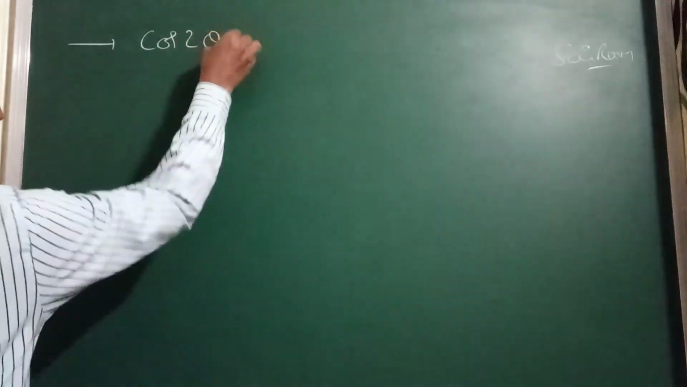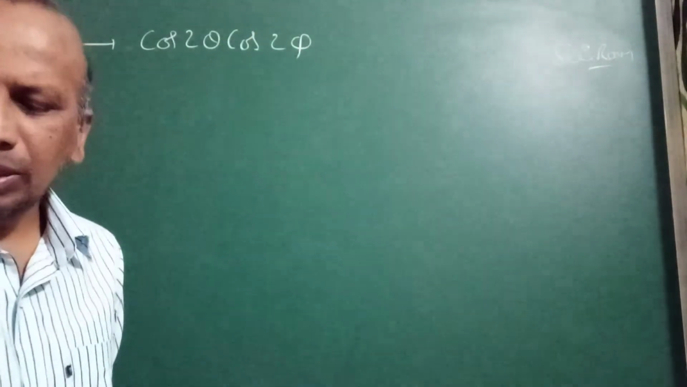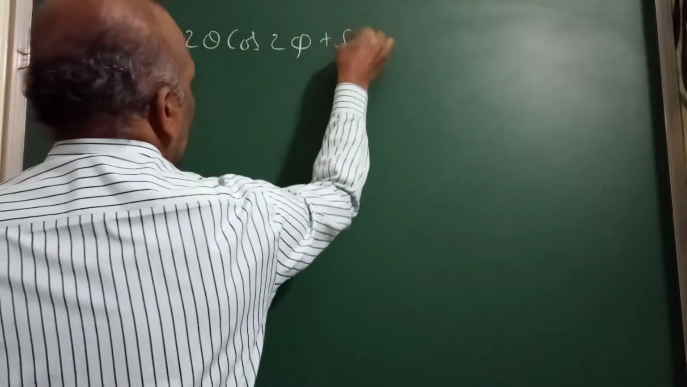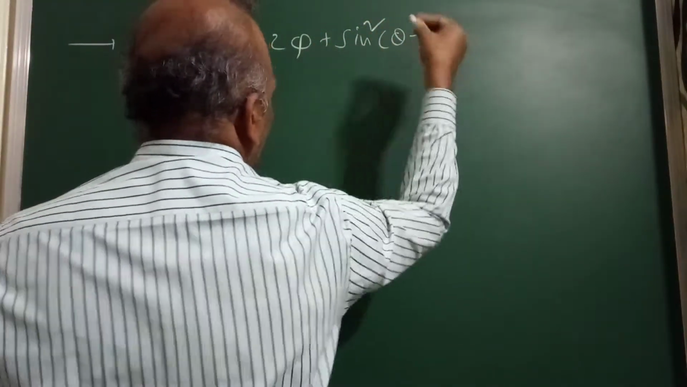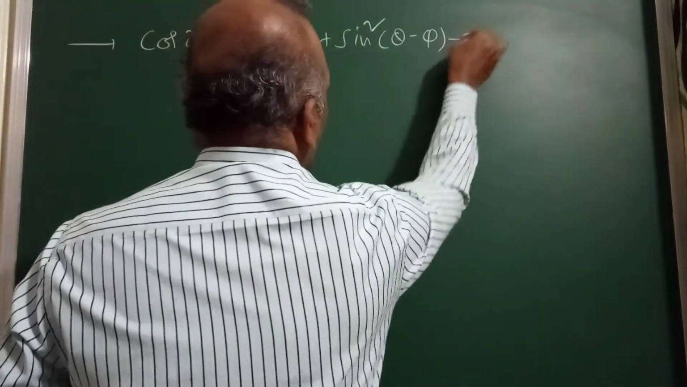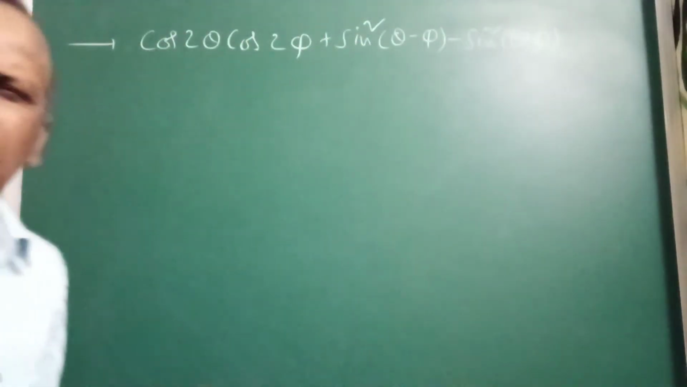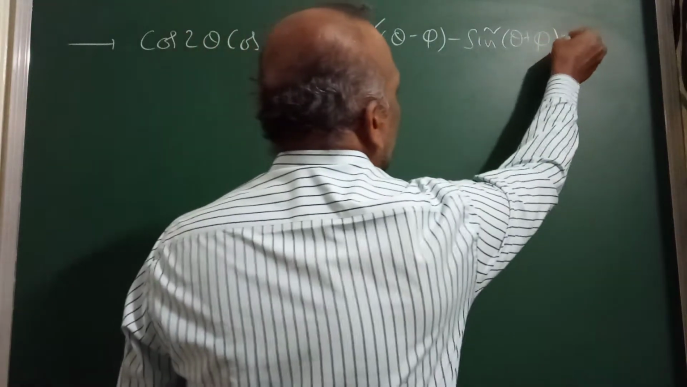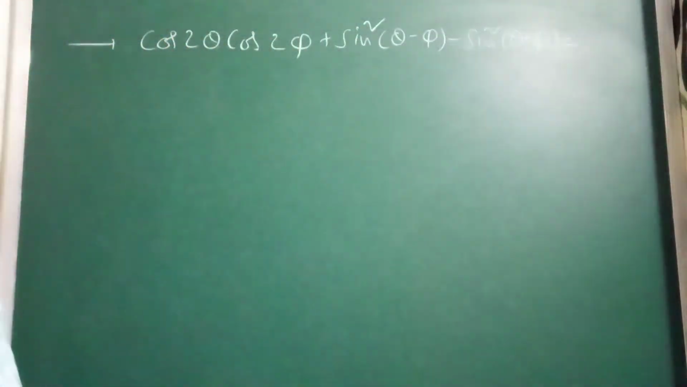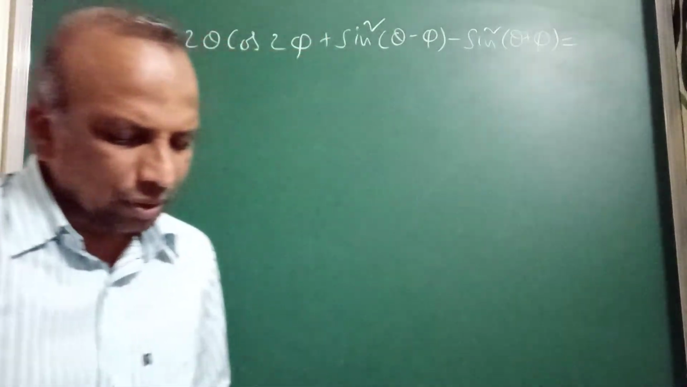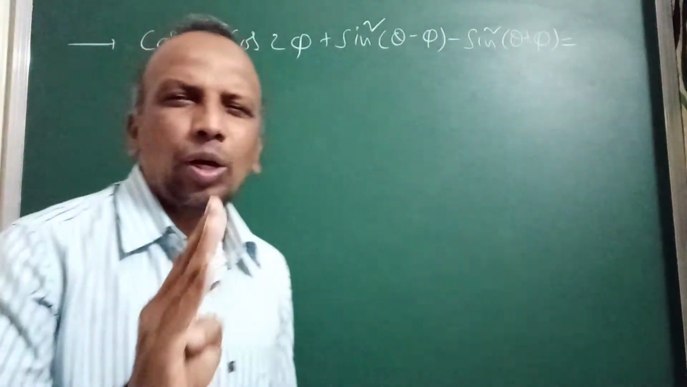Cos 2 theta cos 2 phi plus sin square of theta minus phi minus sin square of theta plus phi is equal to, they are asking which is equal. Cos 2 theta cos 2 phi plus sin square of theta minus phi minus sin square of theta plus phi equal to, they are given four options.